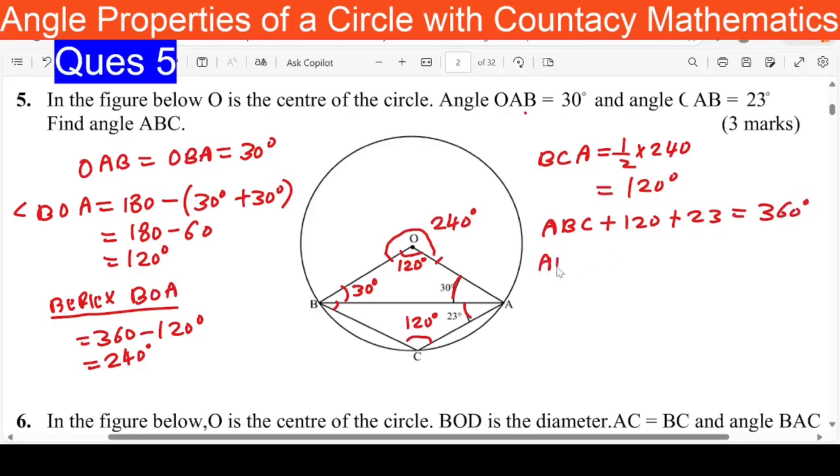We can go ahead and simplify this. We can pick the sum to the other side, such that on this other side we remain with 360, and then we minus the sum that we get here. What is 120 plus 23? That is 143. And then we do 360 minus 143. What do we get? That is going to give you 217 degrees.